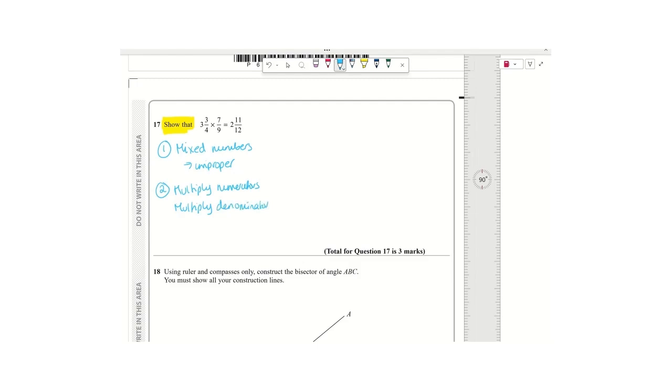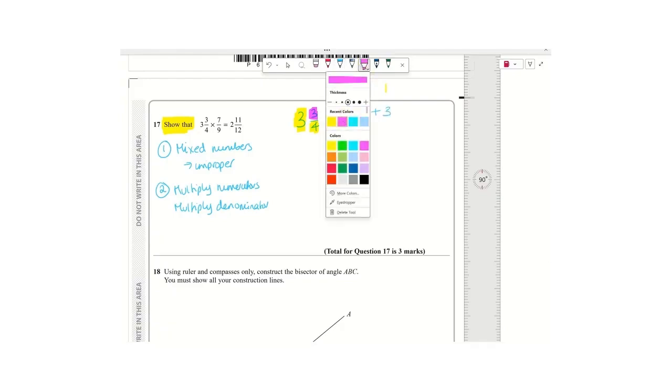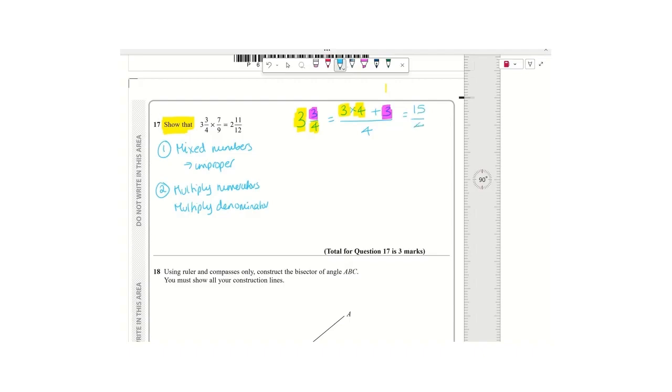So I've got 3 3/4 that I've got to turn into an improper fraction. And what we do is we take our whole number and we times it by our fraction part. And then we add on the number on the top. So I've got 3 times 4 for my whole number times what fraction we're talking about. And then I'm adding on the 3 that is already my numerator of my fraction. And that's still all over the same denominator of 4. So 3 times 4 is 12, plus 3 is 15 over 4.